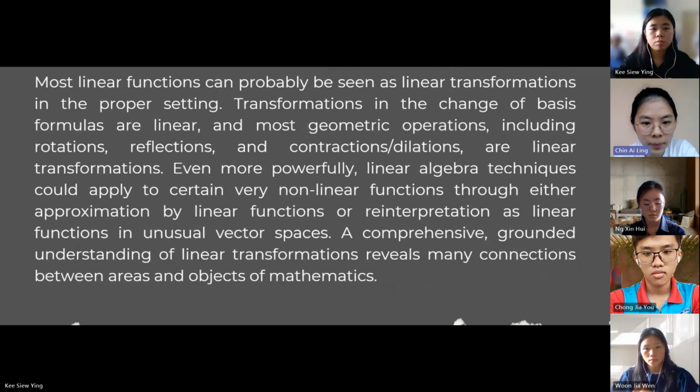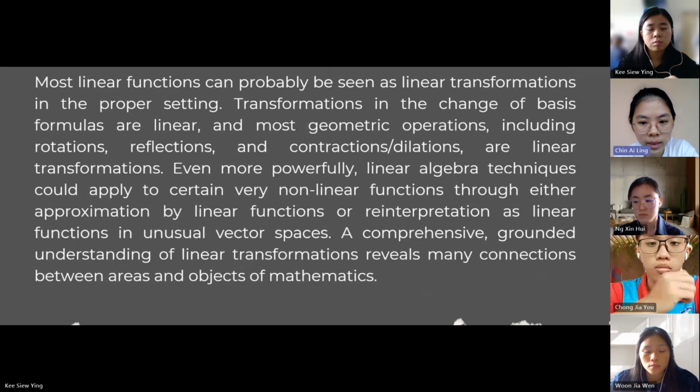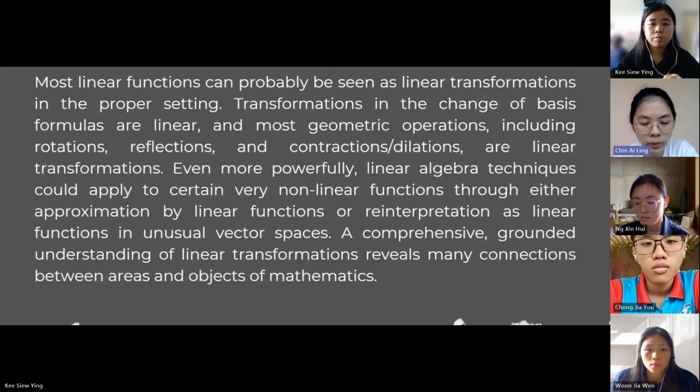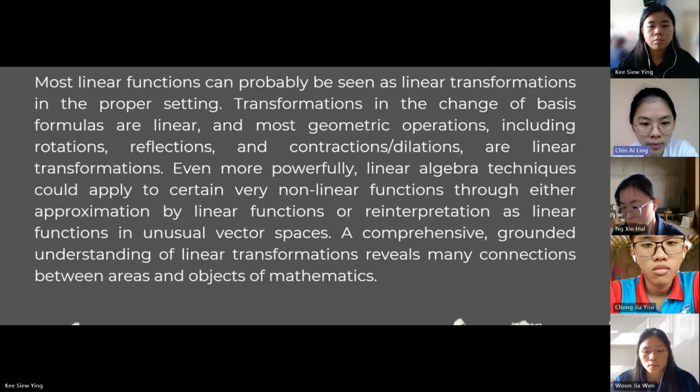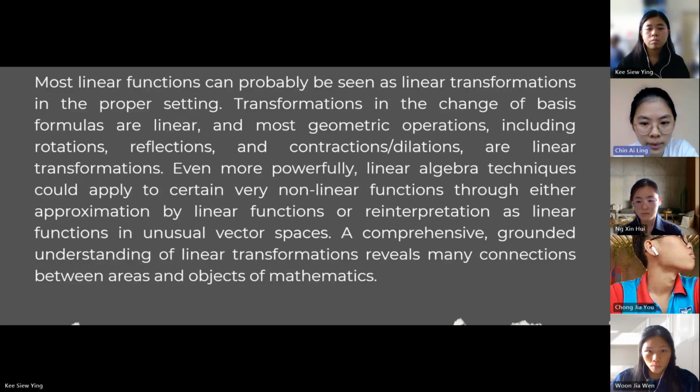Most linear functions can probably be seen as linear transformations in the proper setting. Transformations in the change of basis formula are linear, and most geometric operations, including rotation, reflection, and dilation, are linear transformations. Even more powerfully, linear algebra techniques can apply to certain very non-linear functions, either through approximation by linear functions or reinterpretation as linear functions in unusual vector spaces. A comprehensive, grounded understanding of linear transformation reveals many connections between areas and objects of mathematics.